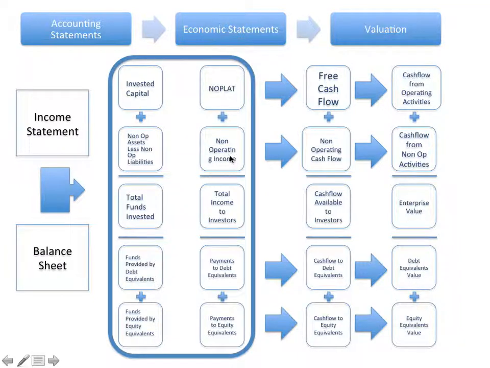Non-operating items from the income statement minus change in non-operating items on the balance sheet: non-operating cash flow. Add those two together, cash flow available to investors. What does that equal? Debt payments to the debt holders off the income statement, change in debt on the balance sheet: cash flow to the debt holders. Payments to the equity holders, change in equity: cash flow to the equity holders. Debt and equity cash flow also equals CFI.